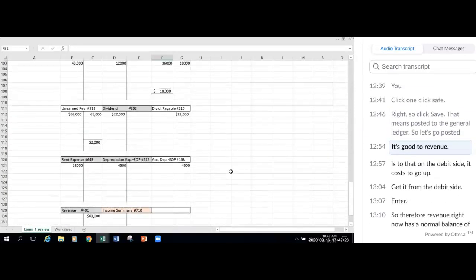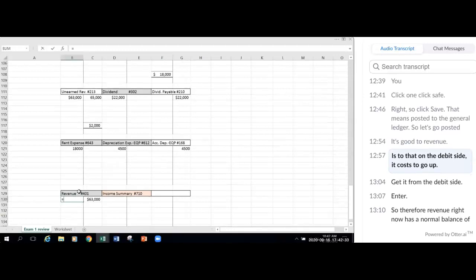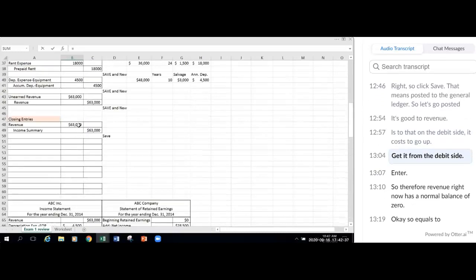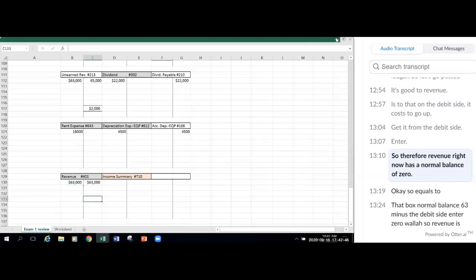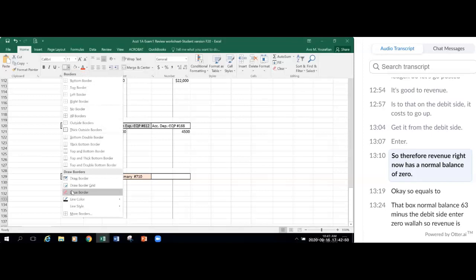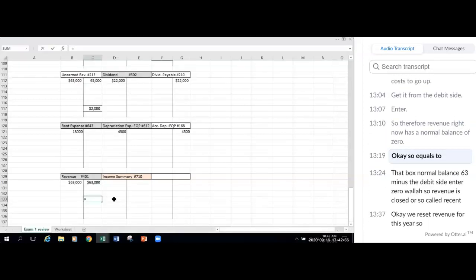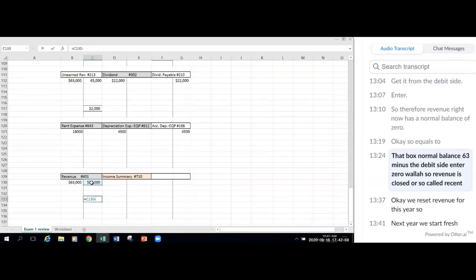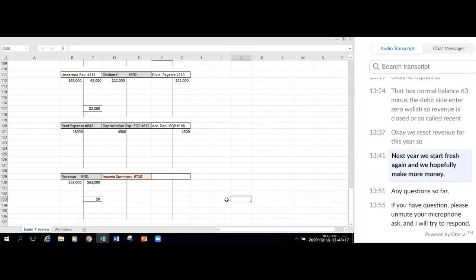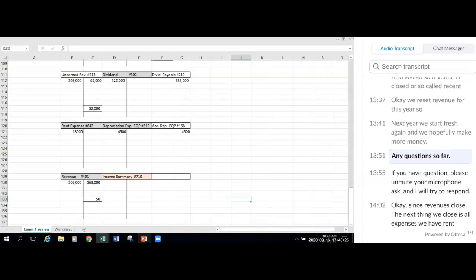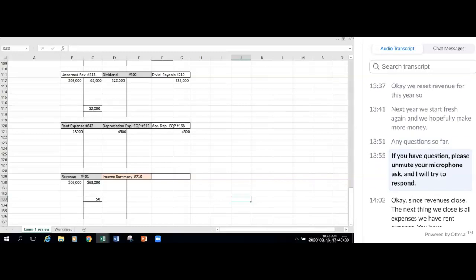Let's go to revenue. You see that? On the debit side, equals to, go up, get it from the debit side, enter. So therefore, revenue right now has a normal balance of 0. Okay, so equals to that box, normal balance, 63, minus the debit side, enter 0, voila. So revenue is closed, or so-called reset. Okay, we reset revenue for this year. So next year we start fresh again, and we hopefully make more money. Any questions so far? If you have questions, please unmute your microphone, ask, and I will try to respond.